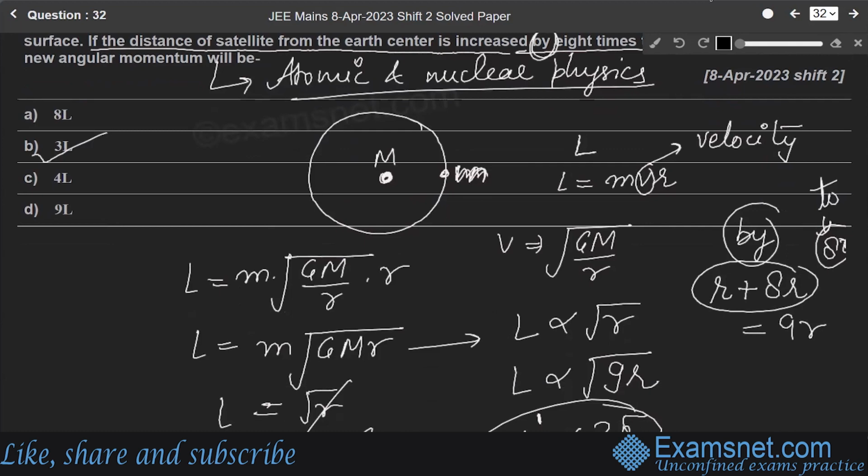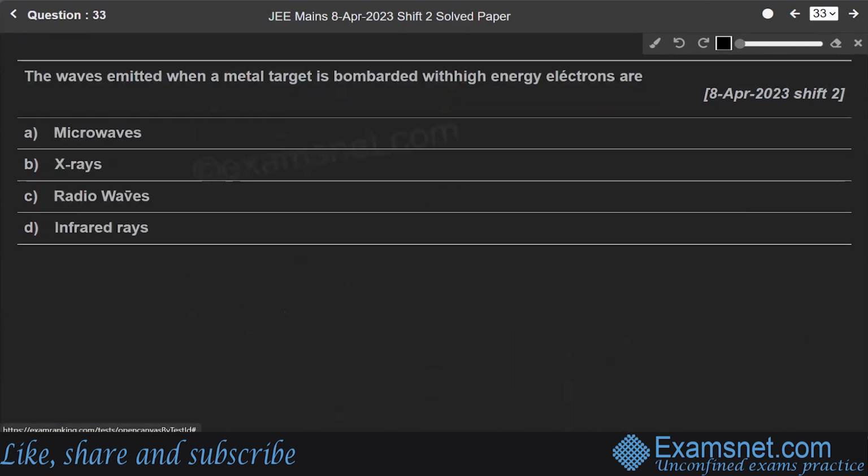Got it? Yeah. So now moving towards the next question, question number 33. The waves emitted when a metal target is bombarded with high energy electrons. So students, always remember it is from the electromagnetic waves chapter.